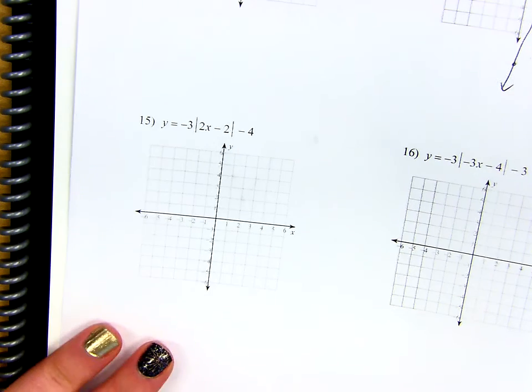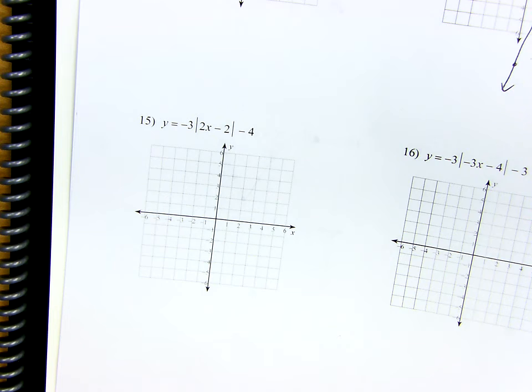Okay, you try 15. Luckily, 15 is one where it kind of works out nicely. So 15 should not have any crazy fractions in it.